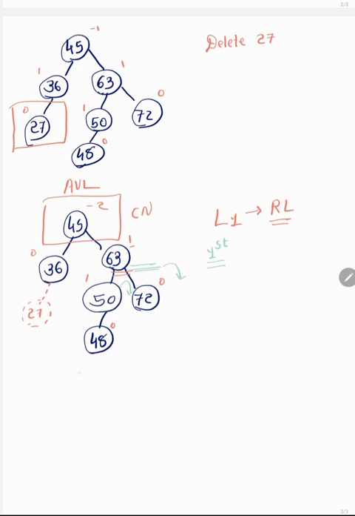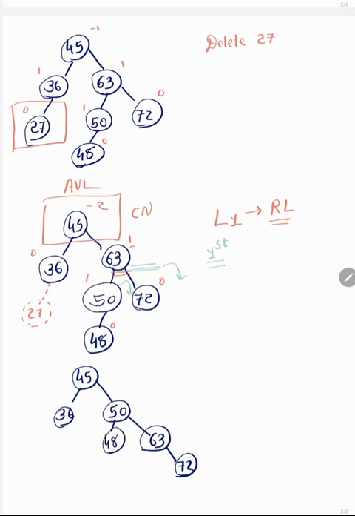So if I do so, what I'll get, 45 will remain the same, 36 will be as it is, right? Now here I have 50, then this 63 will become, because I'm rotating it towards the right, the right child of 50, 72 as it is the right child of 63, and 48 I'm having over here, right? So this is my first rotation, right? Now this first rotation is not yet the end, right? This is only my right rotation.